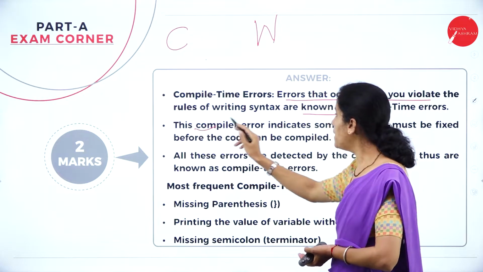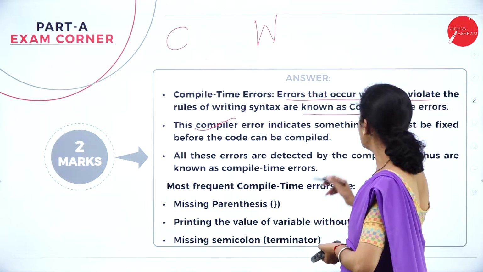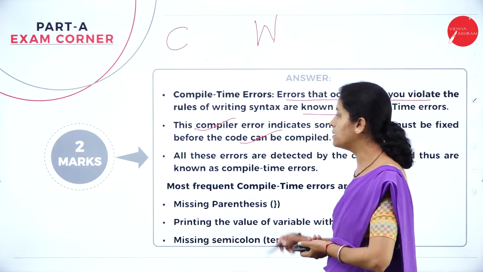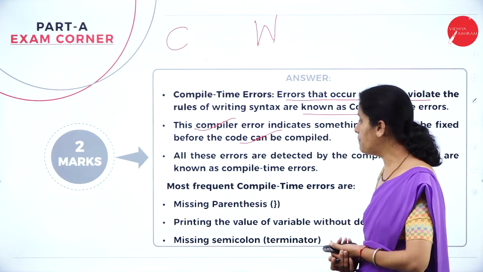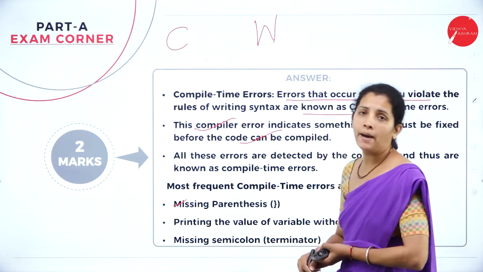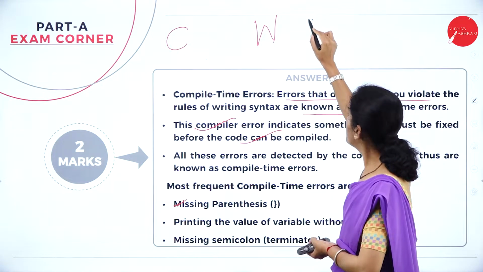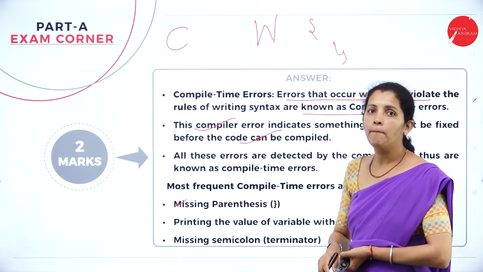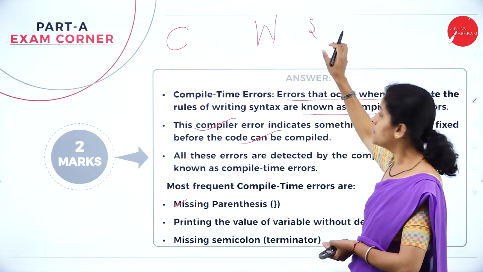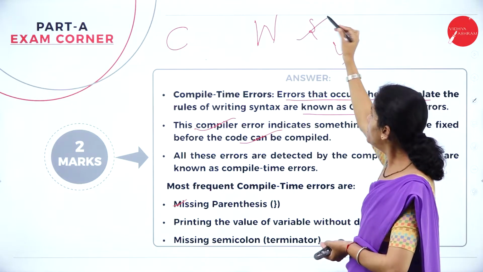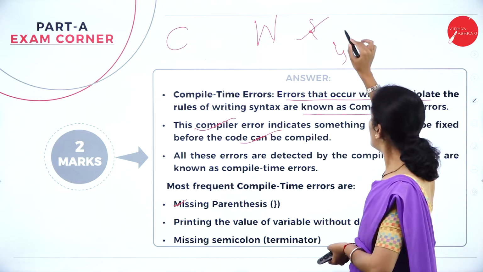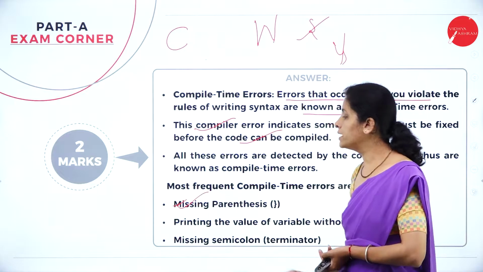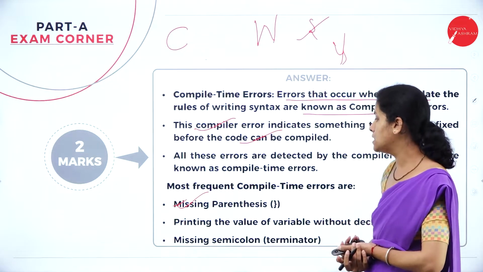Okay, so the compiler error indicates that something must be fixed before code can be compiled. The example here is missing parenthesis. Suppose I want to execute a block of code, I am going to write it inside the parenthesis. Suppose I have opened this parenthesis and I didn't close it. Now what's going to happen? I'm going to get errors like missing parenthesis.